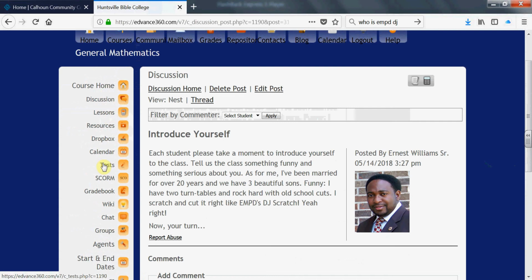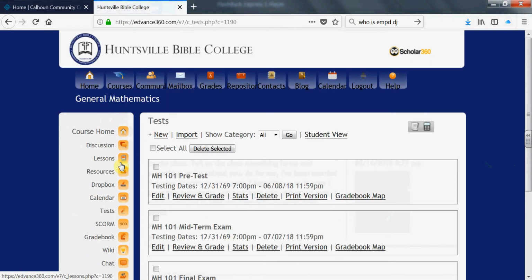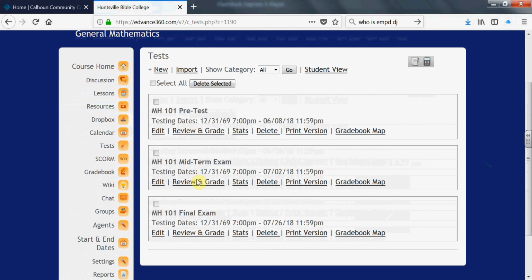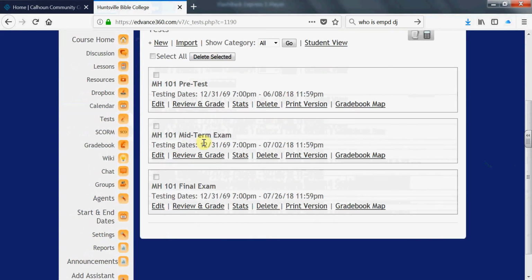The next thing you will notice would be tests. There are three major exams here. The first is a pretest. The pretest is not graded. That is, you don't receive a grade for this that will affect your grade. There will be a score, but that score would not be computed within the overall average. Mid part of the semester, you will take the midterm exam, and then at the end of the semester, you will take the final exam.